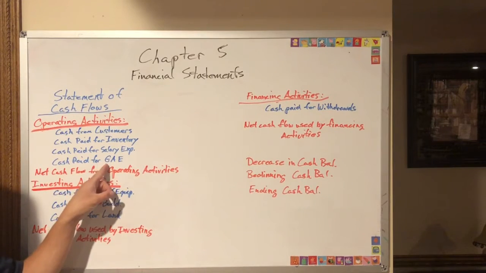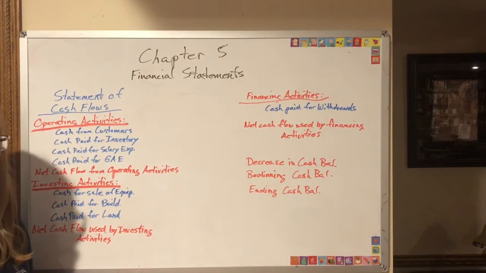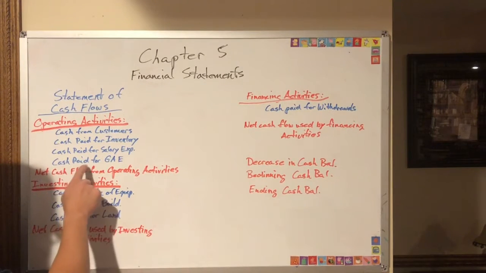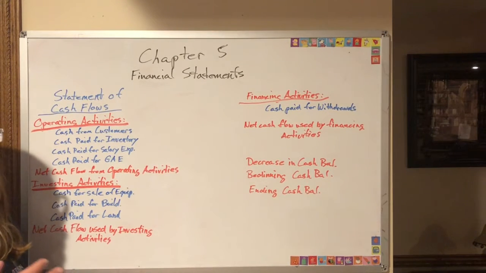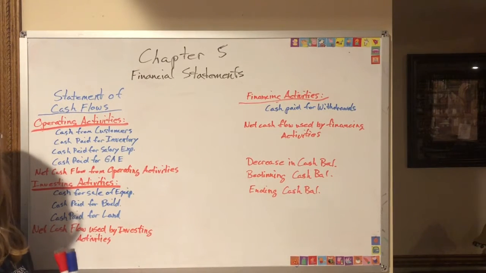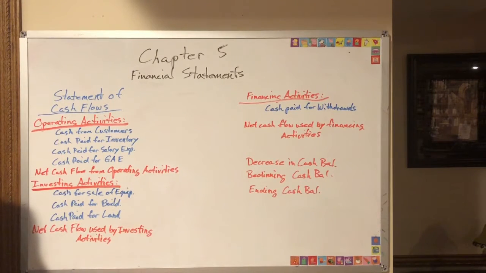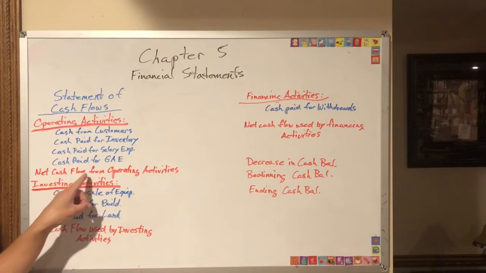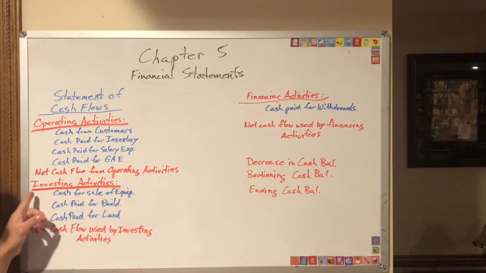Cash paid for general and administrative expenses. Any general and administrative expenses paid for would be recorded here: supplies, paper, pens, pencils, ink, anything under that would fall under cash paid for general and administrative expense. Then you would have the net cash flow from operating activities, listed here as a total. Then we move to investing activities.